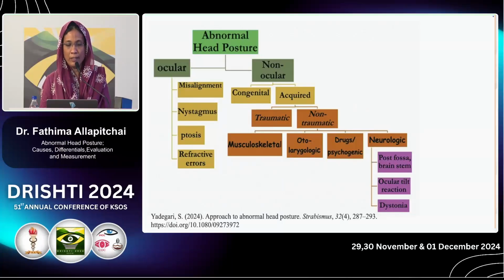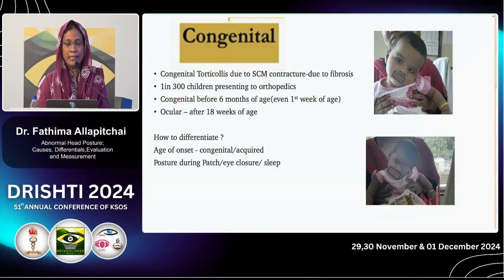So among non-ocular, congenital non-ocular head posture mostly includes sternocleidomastoid contracture due to fibrosis. 1 in 300 children presents to the orthopedic clinic, and the typical finding is its onset is before 6 months, even at the first week of age, unlike ocular anomalous head posture, which emerges after 18 weeks of age once fixation develops. So these are all the differentiating factors.